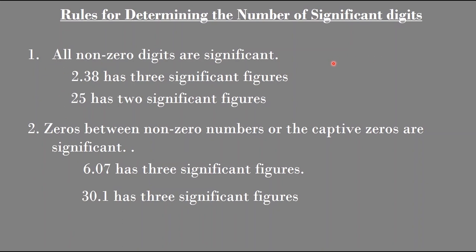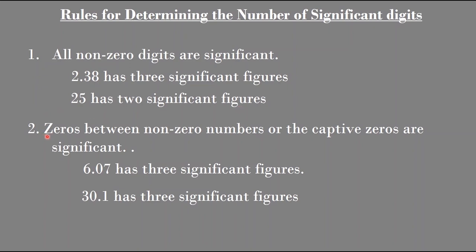You will see all those rules in the next few slides. The first rule is all non-zero numbers are significant. What does that mean? It means that any number from 1 through 9 is significant all the time. You have an example here, 2.38. All these numbers are non-zero numbers, so all of them are significant. So 2.38 has three significant figures. 25 also has non-zero digits, so it has two significant figures.